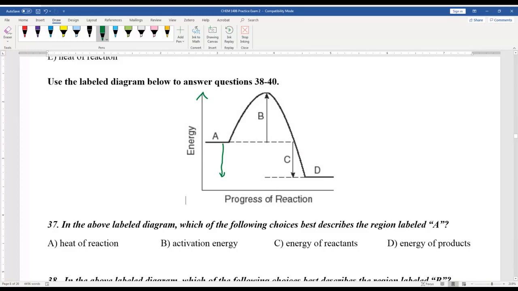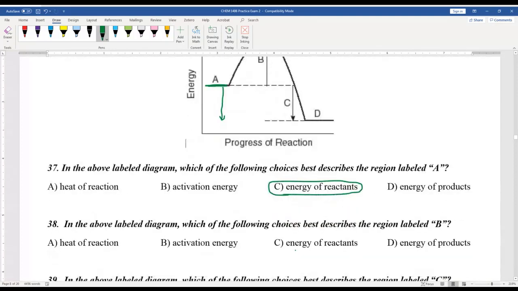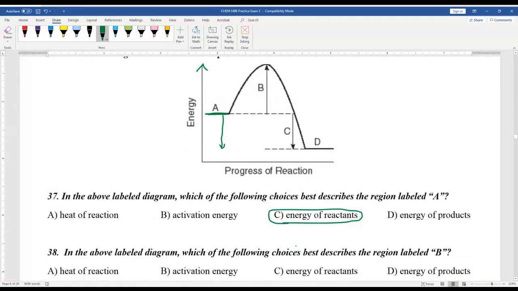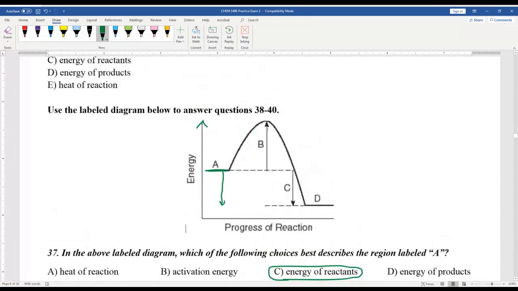And so in this case, which of the following best describes A? Well, A is just the energy of the reactants. Now, which of the following best describes B? This top part here is sometimes referred to as the activated complex. It's the highest energy point in the reaction. When going from reactants to products, it requires a little bit of an input of energy to get it to go.